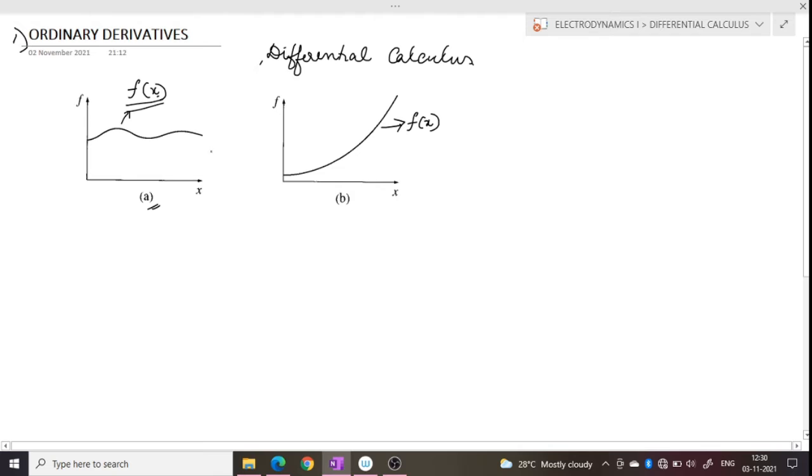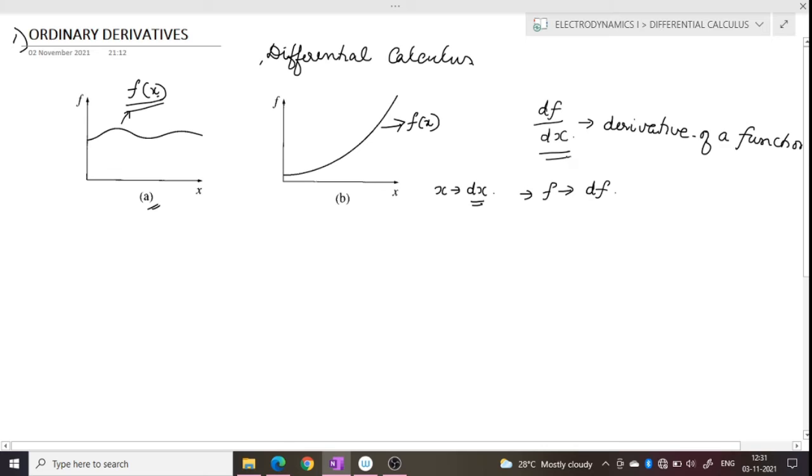So what will you get when we find out df by dx? What is the meaning of this df by dx, or the derivative? What is the meaning of the derivative of a function? When we increment x by a small, infinitesimal amount dx, the amount by which f changes is defined as df. So when we change x by an amount dx, the variation is df.